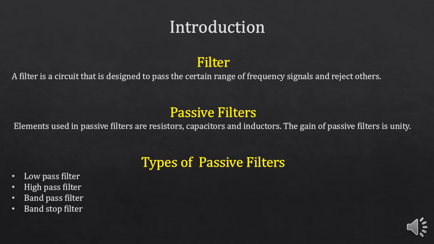The other type is the active filter, in which you use op-amp ICs to design a filter. Their gain can be greater than unity. There are four types of passive filter that you are going to study in ECA2: low pass filter, high pass filter, band pass filter, and band stop filter. The low pass filter allows only low frequencies to pass, while the high pass filter allows only high frequencies to pass. Whereas the band pass filter allows a specific band of frequencies to pass, and the band stop filter stops a specific band of frequencies and allows the rest of the frequencies to pass.